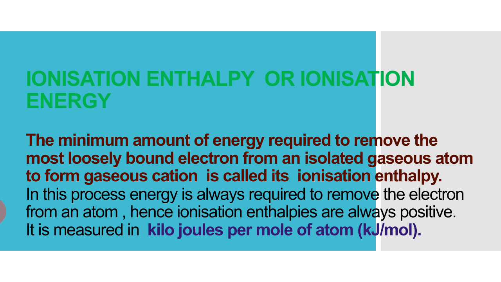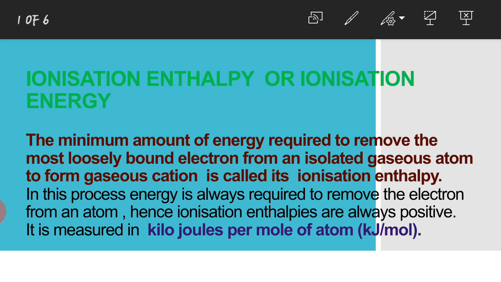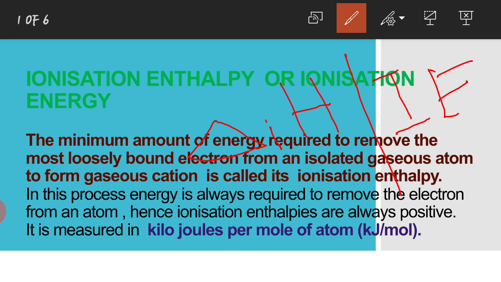We passed through the topic atomic radius and ionic radius. Next topic: ionization enthalpy or ionization energy. It is represented by delta I H or I E. Again, ionization enthalpy is represented by delta IH or IE.